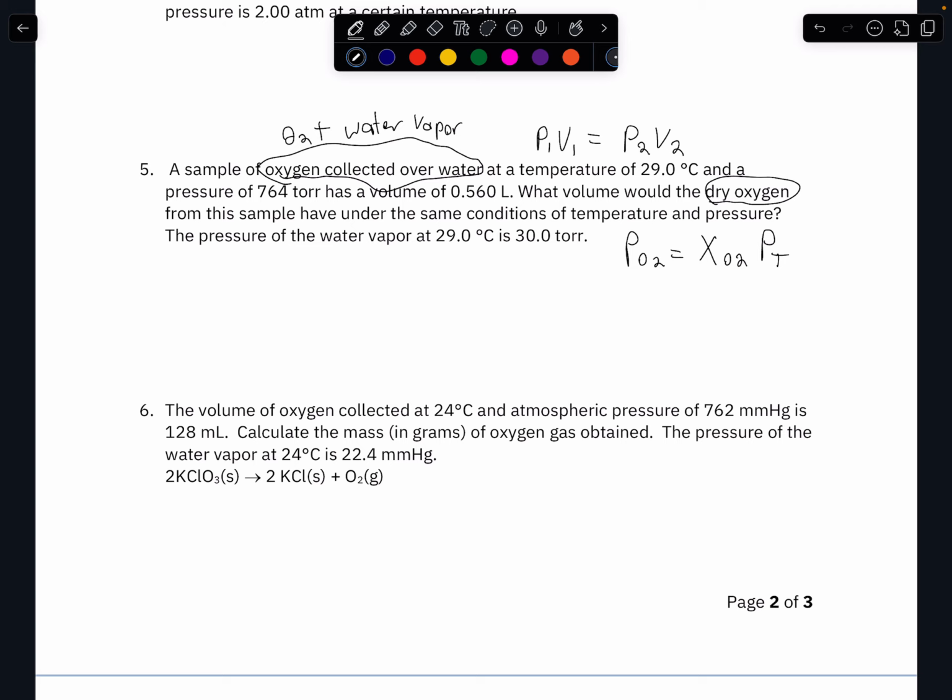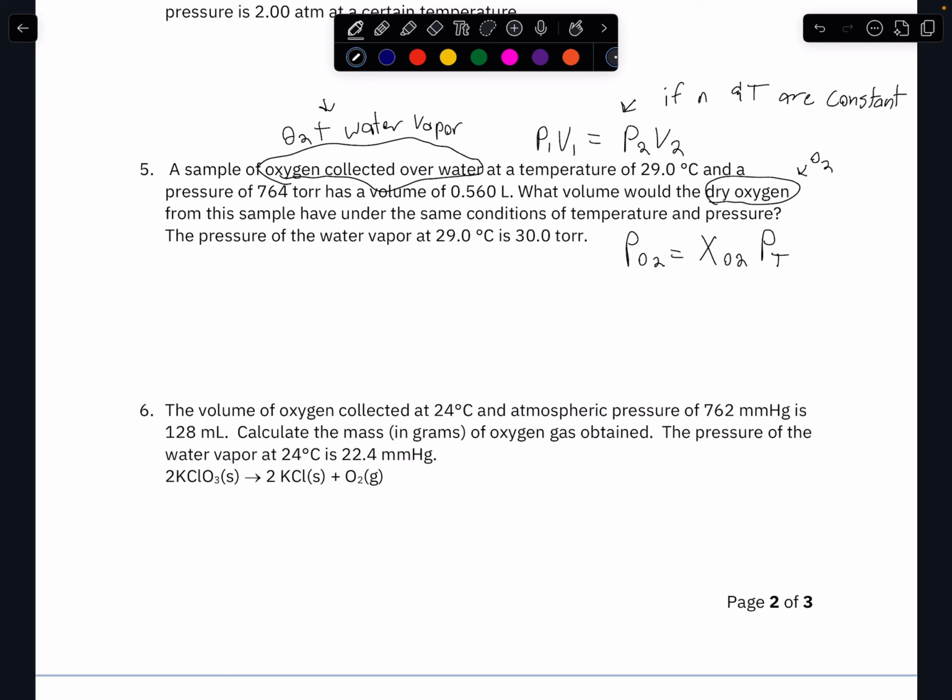And on top of that, the only reason we can use P1 V1 equals P2 V2 is if moles, our N value, and our temperature value are constant. And in this case, they aren't constant because we're having a different amount of moles. You're going to have a different amount of moles of O2 plus water vapor versus just O2. And we're trying to find just O2.